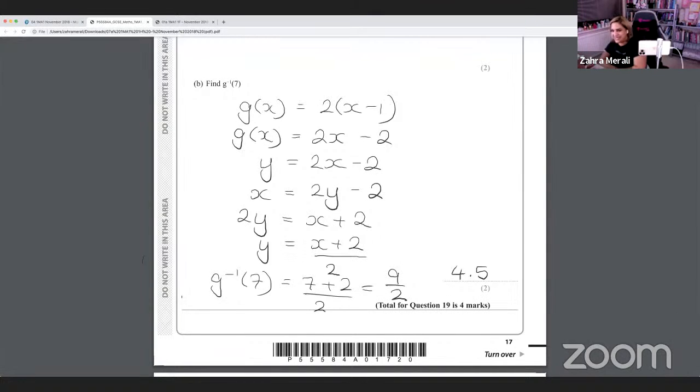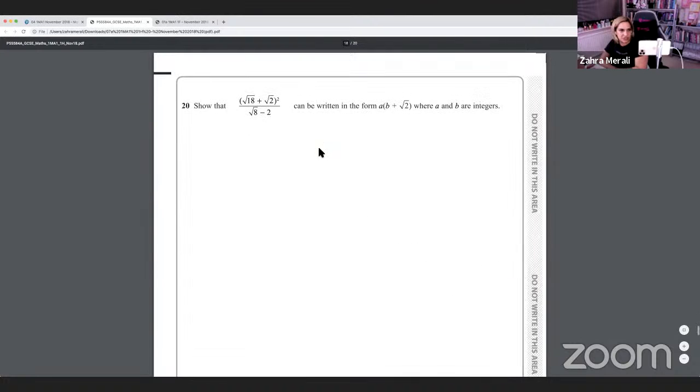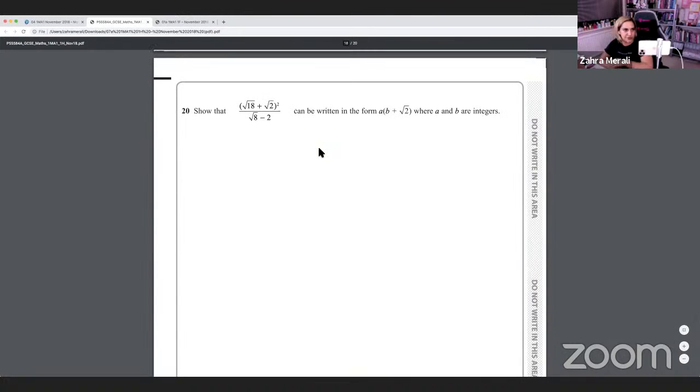Right, question 20. This was not a nice question. It's quite long, so we're going to go through slowly. Surds always come up on a non-calculator paper, so you can expect to get a surds question, but they're not difficult. You've just got to break it down. First thing I would do is take each of these individual ones and simplify them. So we're going to simplify root 18 and root 8.